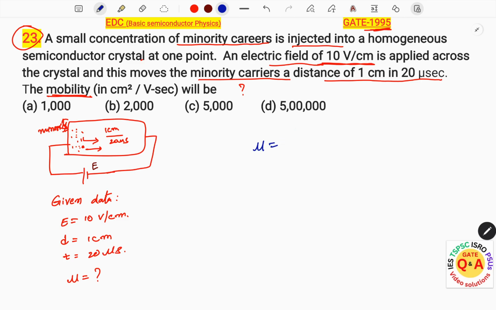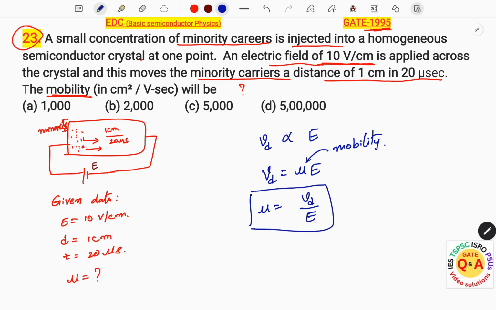Before that, how did this formula come? Drift velocity is proportional to the electric field. If we remove this proportionality, we put the proportionality constant as mu, so v = mu times E. This mu is the mobility of the carriers. So mobility is equal to drift velocity by electric field. The electric field is already given, so we need to find the drift velocity.